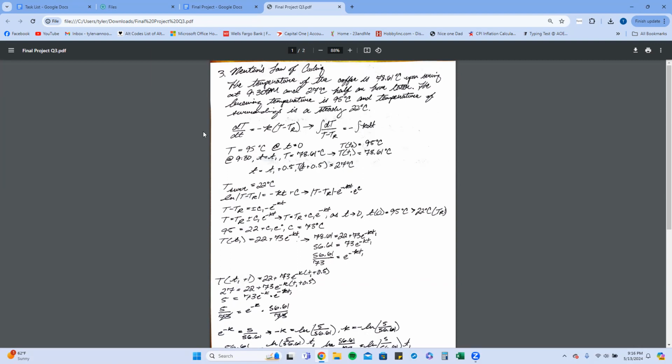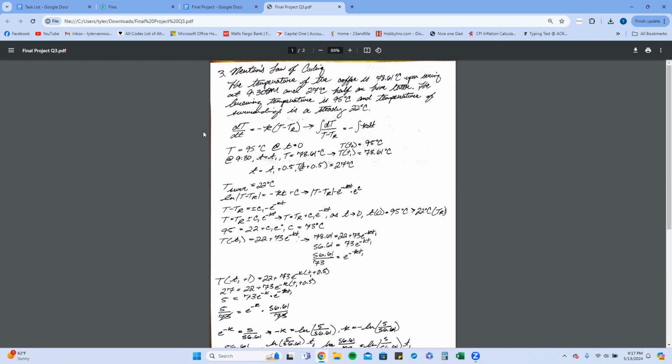We start off with the differential equation. dT/dt is equal to negative k times (T minus Tr), where Tr stands for surroundings. That becomes the integral of dT over (T minus Tr) equal to the negative of the integral of k dt. We have T is equal to 95 degrees Celsius at t equals 0. At 9:30, t is equal to t sub 1. T is equal to 78.63 degrees Celsius at that time.